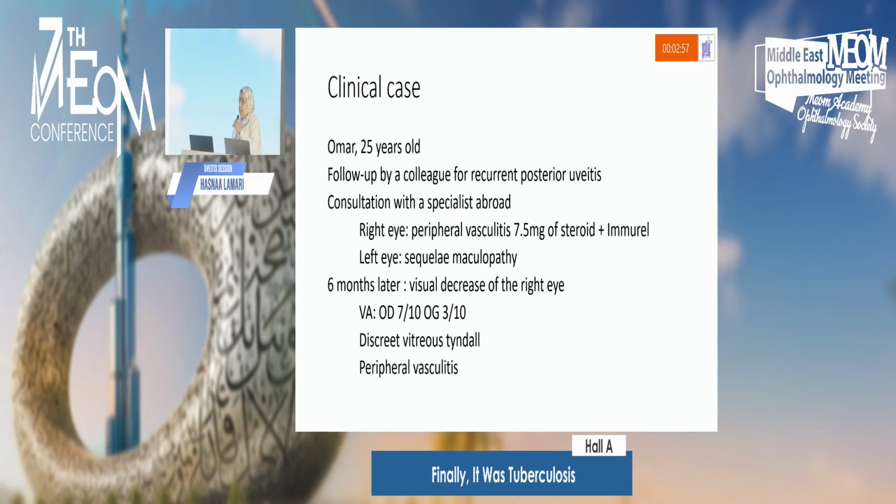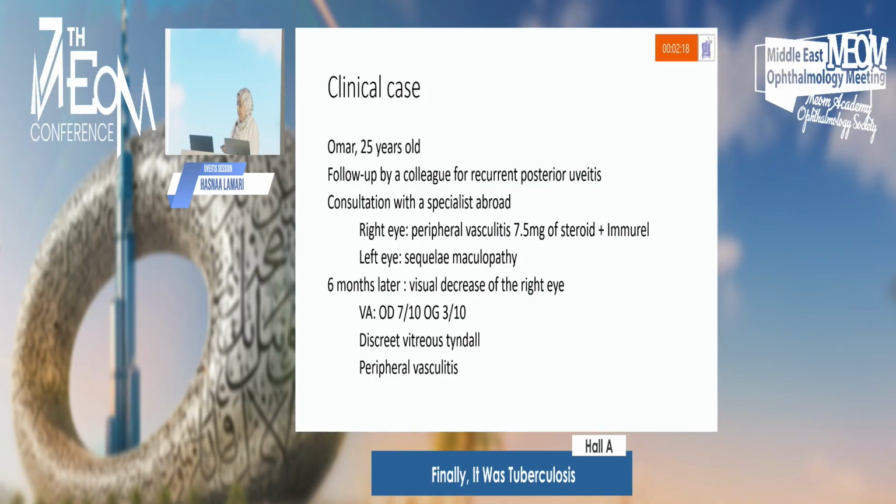Thank you very much. My case is a patient, 25 years old, followed up by a colleague for recurrent posterior uveitis. Because he has low visual acuity in his left eye, he consulted in France, and the specialist there said that for the right eye he has peripheral vasculitis. He began with high doses of steroid. Then he returned to Morocco with 7.5 milligrams of steroid with Emerald, and in the left eye, there is secondary maculopathy.